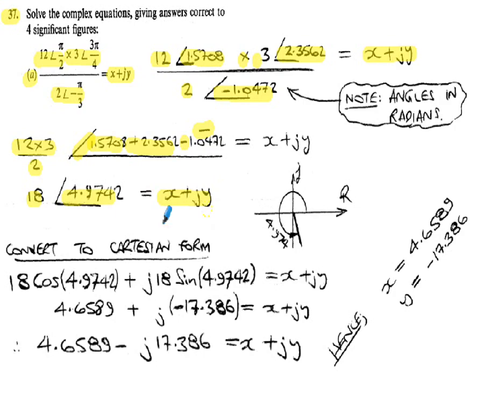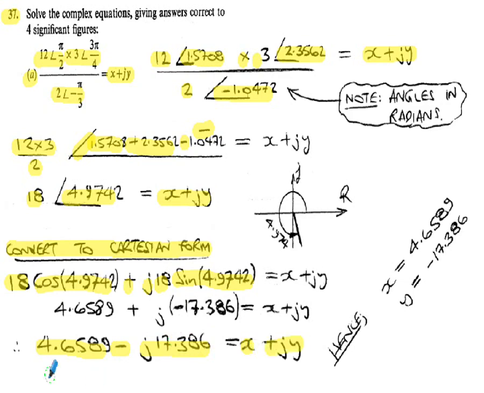So we need to convert the left-hand side now into Cartesian form. So 18 argument 4.9742 can be written as 18 multiplied by the cos of 4.9742 added to j times the 18 multiplied by the sine of 4.9742. Evaluating that, we end up with 4.6589 minus j 17.386. That's equal to the x plus jy.